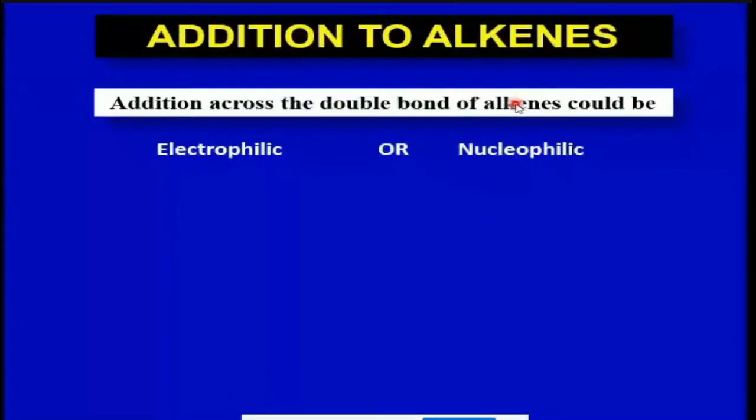Addition to the double bond, or addition across the double bond of alkenes, could be both electrophilic as well as nucleophilic. So you would see that an electrophile can react with these alkenes, as well as a nucleophile can also react with these double bonds in different types of alkenes or dienes or polyenes or unsaturated carbonyl systems.